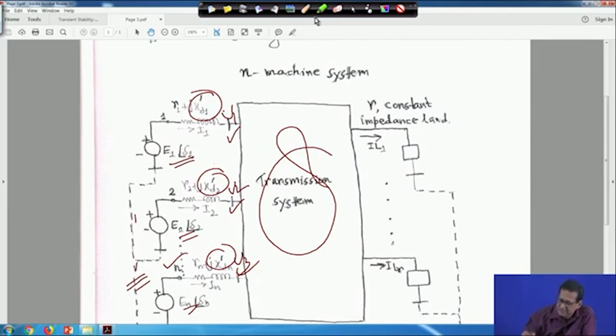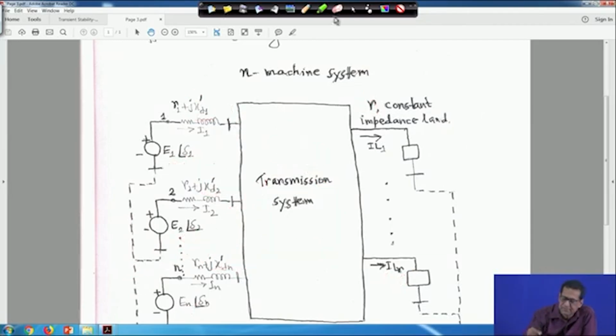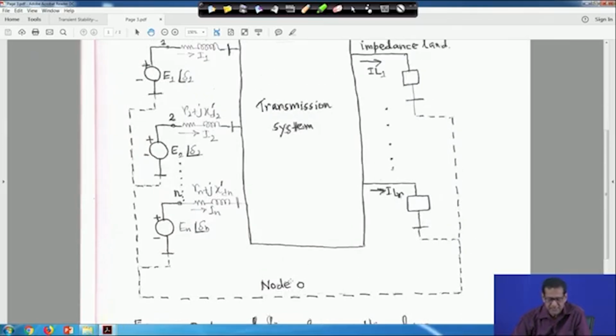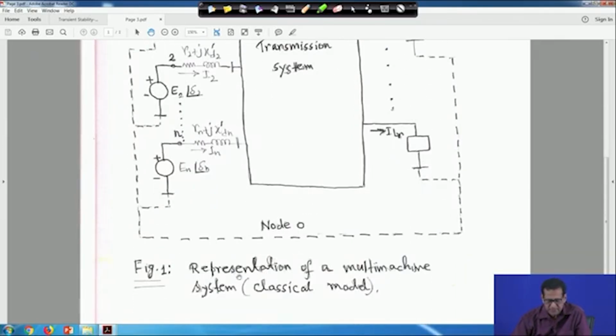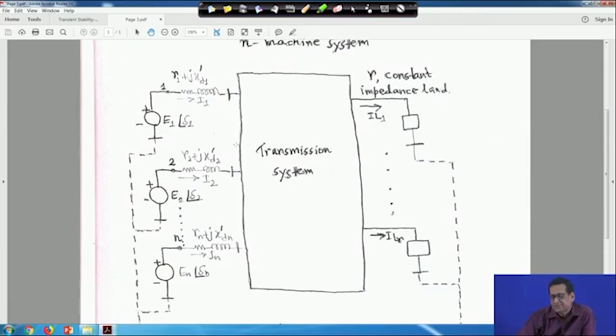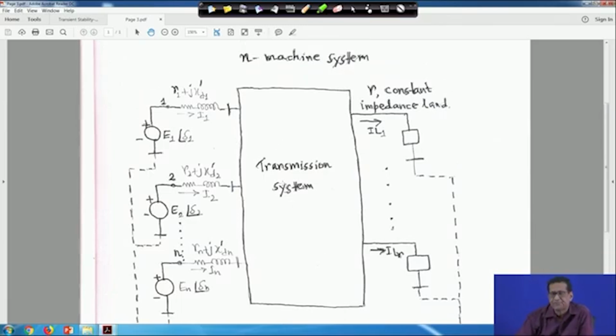later. And on this side you have the loads, constant impedance loads, with r number of buses. Say the current here is IL1, the next one will be IL2, ultimately it will come to ILR. This is my transmission network, and these are all the generators, n number of generators, and there you have r number of load buses. And this is node 0, which we call the reference node. This figure 1 is the representation of a multi machine system classical model. So, this way we can represent an n machine system.